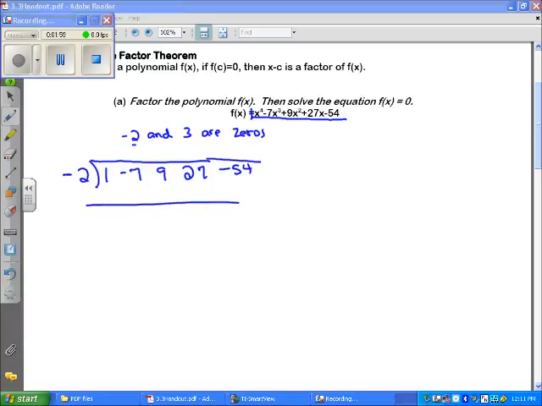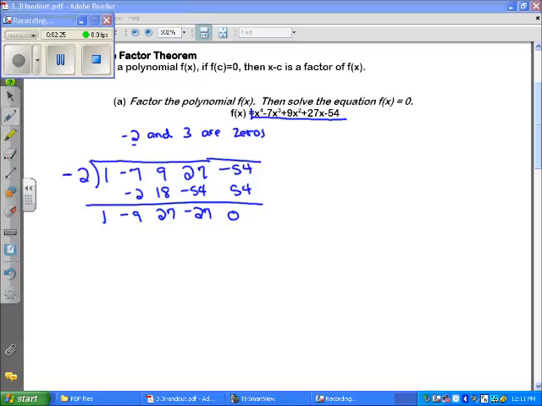Okay, so using synthetic division, I bring the 1 down. -2 times 1 gives me -2. I add those together and I get -9. -2 times -9 gives me 18. 18 plus 9 gives me 27. -2 times 27 gives me -54, and if I add those together, I get -27. -2 times -27 gives me a positive 54, so I get 0.